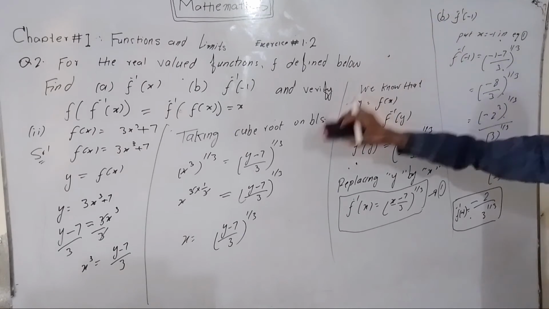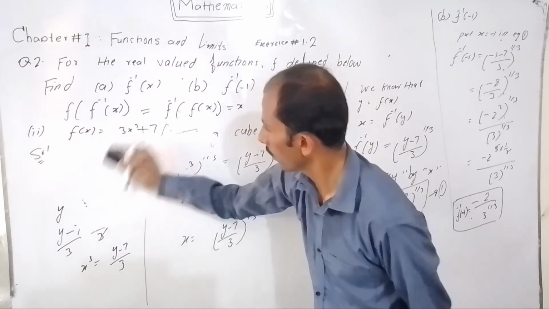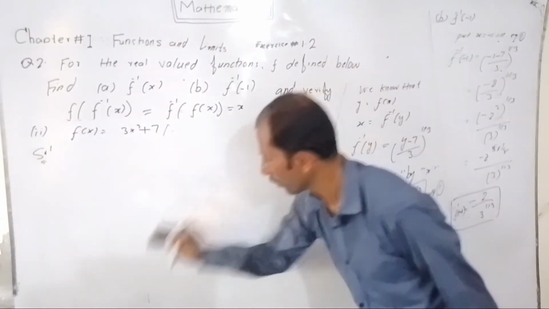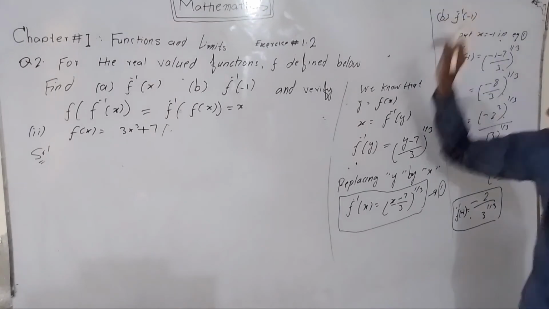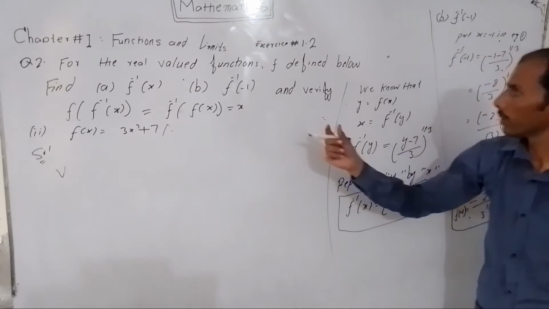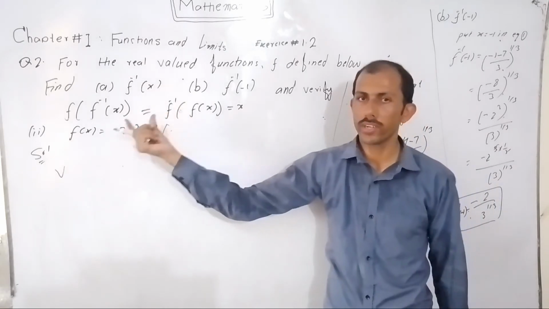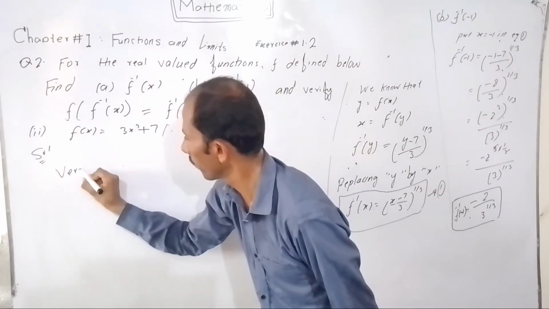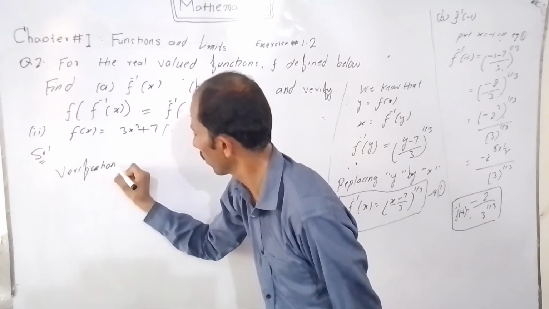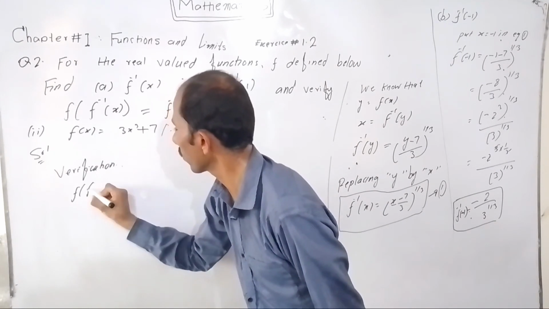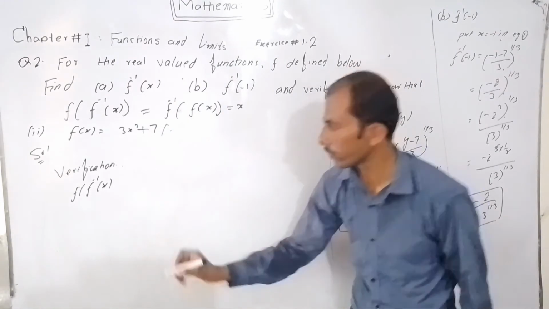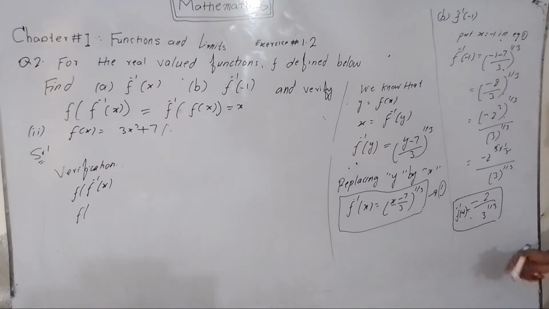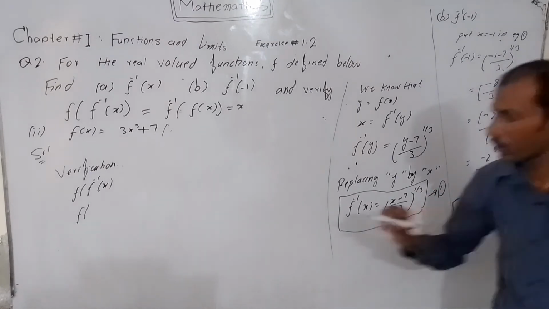Next, verification of part 2. Verification. Next, verify f of f inverse of x is equal to f inverse of f of x is equal to x. First, f of f inverse of x. So f of f inverse of x is equal to x minus 7 divided by 3 whole cube root.